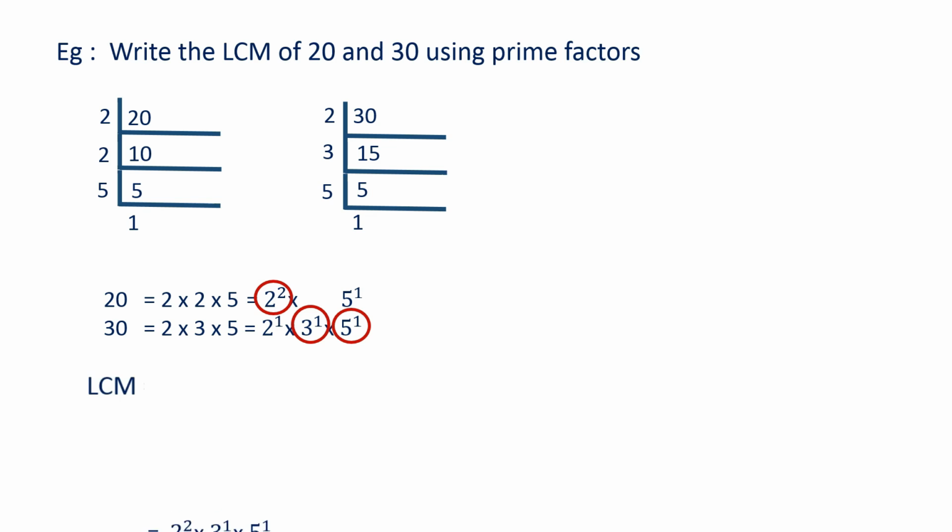And then the last step of this method is to find out the product of these 3 powers. That is 2 squared into 3 into 5. That gives you 4 into 3 into 5, that is 60. So 60 is the least common multiple of 20 and 30. So let us look into finding the LCM by division method in the next part of this lesson.